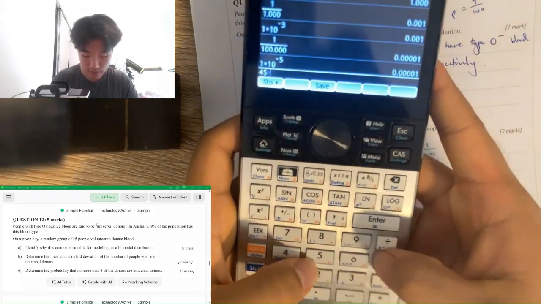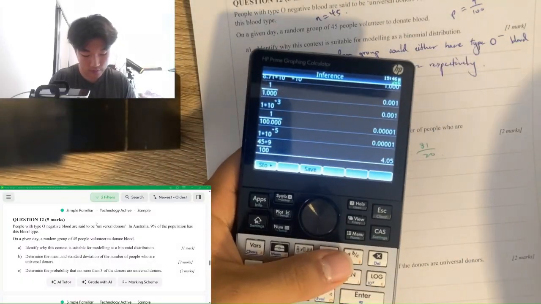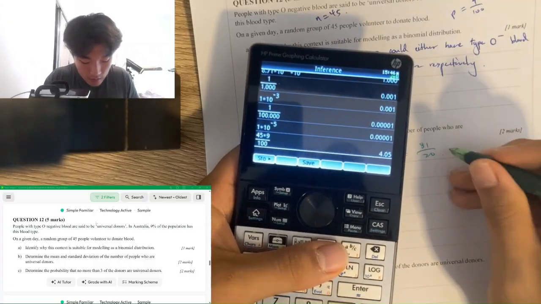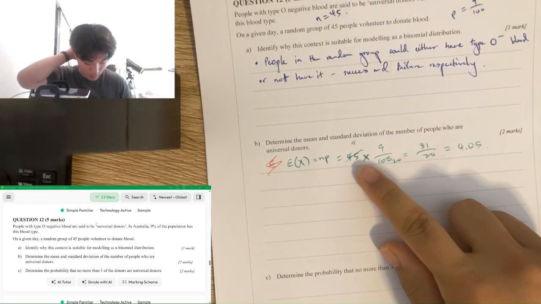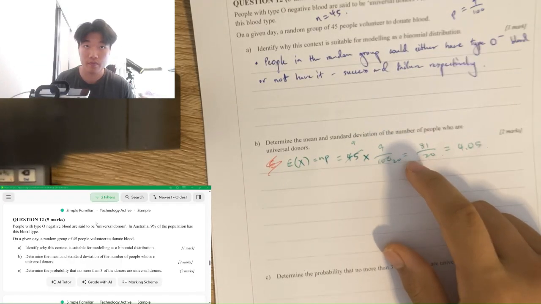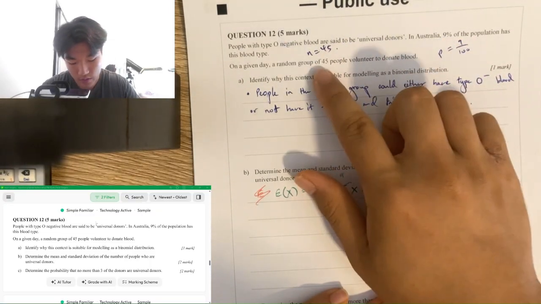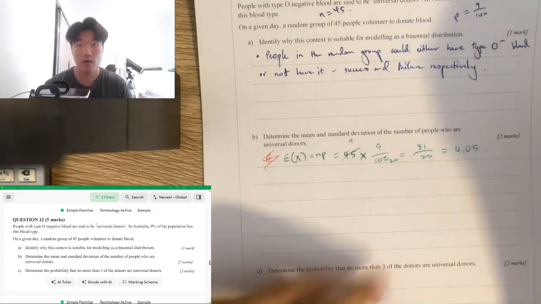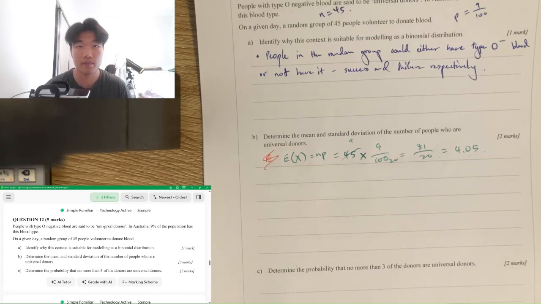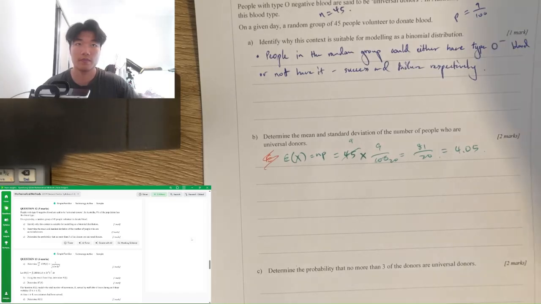Let's just verify that. 45 times 9 over 100. Okay, yeah, it is. Equals 4.05. The universal donors, because they have O negative, right? 9% had this blood type, and then 45 people volunteered. So out of the random group, it was probably that amount.